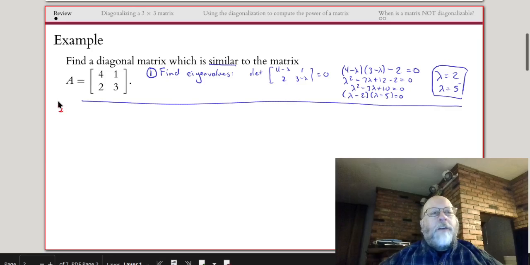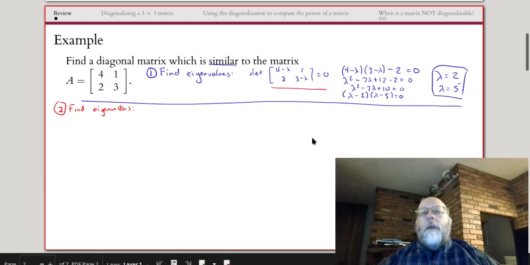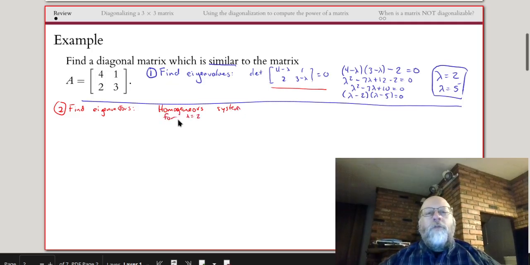Then we're going to find the eigenvectors. And so we're going to solve a homogeneous system here for both lambda equals 2 and lambda equals 5. So the homogeneous system for lambda equals 2: 4 minus 2 is 2, and 3 minus 2 is 1. That's going to be easy to row reduce.